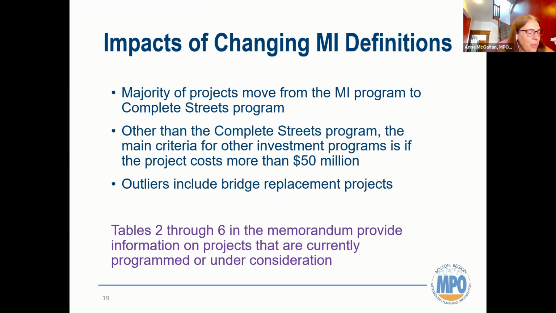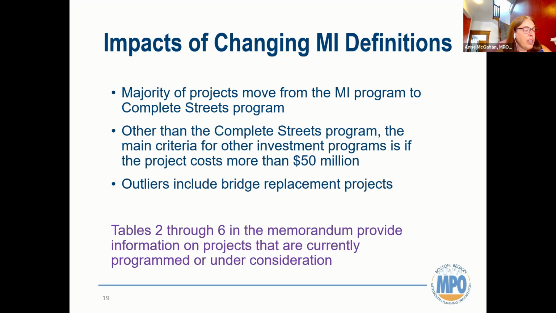So also included in the memorandum is a section that shows the impacts of changing the major infrastructure definition. Table 7 in the memorandum shows how the definitions and descriptions of the MPO's 6 existing investment programs changed with the new major infrastructure project definition. Most of the changes occurred in the Complete Streets program, since projects would no longer be classified based on whether they changed the capacity of the roadway network, but would be classified based on the roadway type.